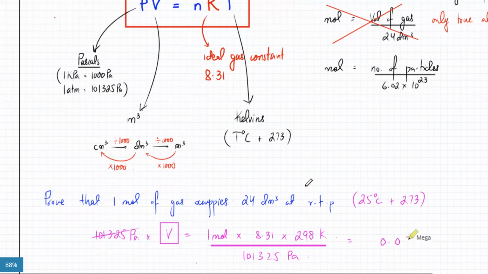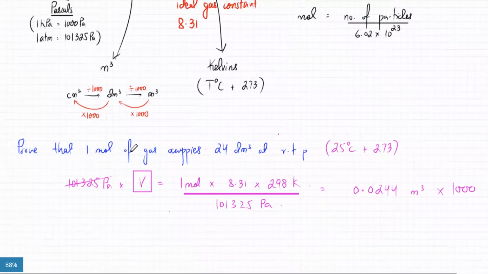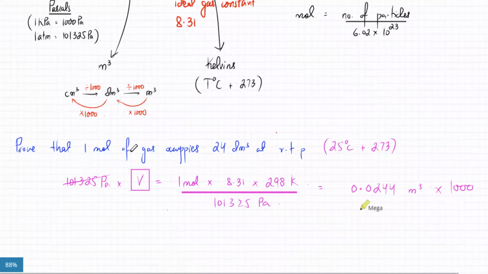So 0.0244. And my answer, remember, if I'm using PV equals nRT, my volume is going to come out to be in meter cube. So how do I convert meter cube to dm cube? I multiply it by 1,000. So if I multiply this by 1,000, it would become 24.4 dm cube, which is kind of close enough.